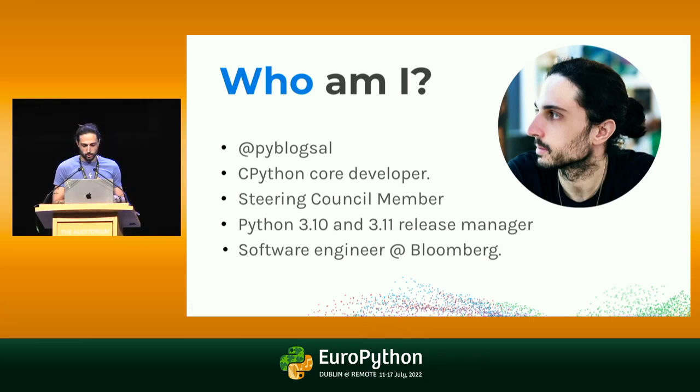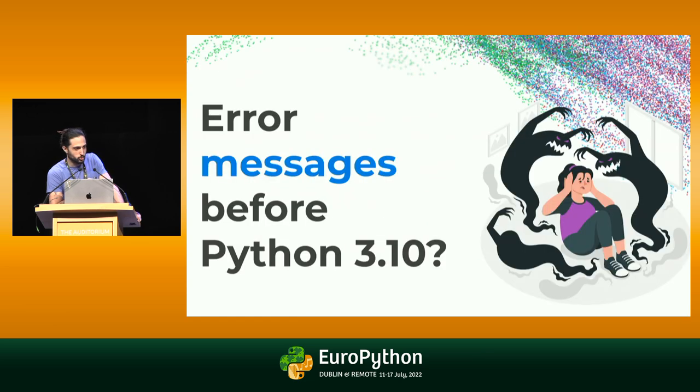So what I'm going to talk about in this session is the recent work we made in Python 3.10 and now in Python 3.11 about improving the error messages in the interpreter. But I want to start first with an interesting story that also kind of mixes what I was doing before.